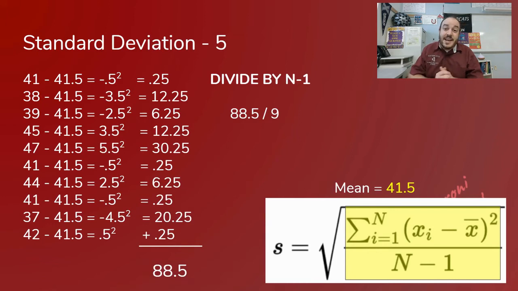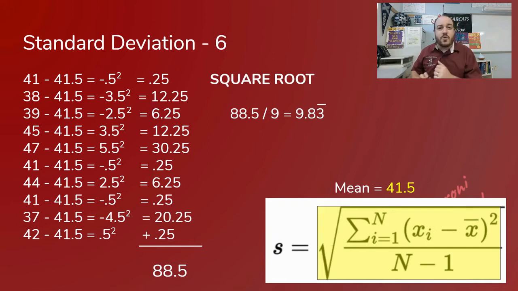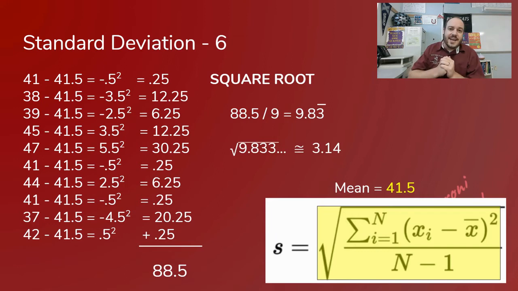n minus 1. Now, in this case, we did have 10 numbers, so n minus 1 is just going to be 9. So we go ahead and divide by that, and we get 9.83 repeated. And that brings us to our last step, which is going to be to take the square root of that number. And in this case, the square root of 9.83 repeated is about 3.14.